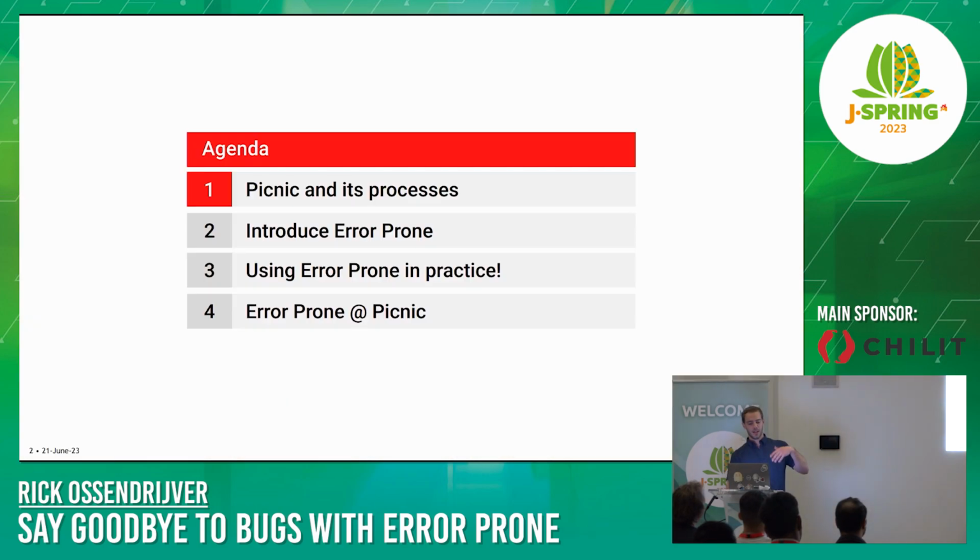So, I want to give a little bit more context about Picnic first, especially some of the processes that we have revolving around code quality. Then I would like to introduce to you Error-Prone, which is my favorite part. Then I'm going to show you how you can actually start using Error-Prone within your team or especially within your company. Because that's the actual goal of today's talk, that you're able to walk away after this talk knowing how you actually can start with this. And last but not least, I want to give some insights into how we use Error-Prone internally, some lessons learned, and yeah, you'll see that.